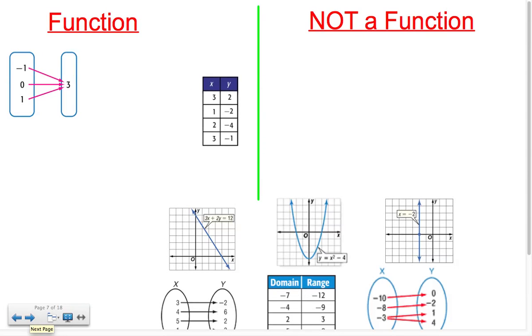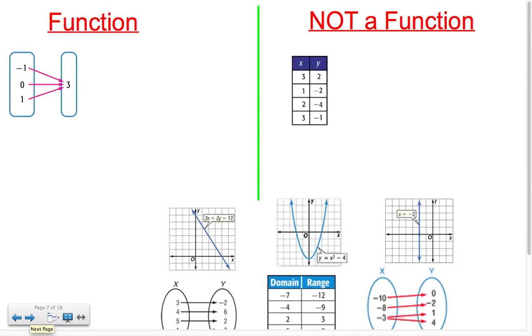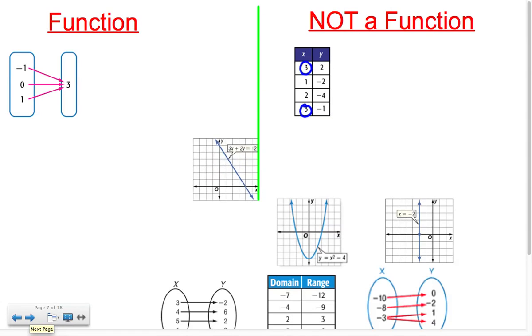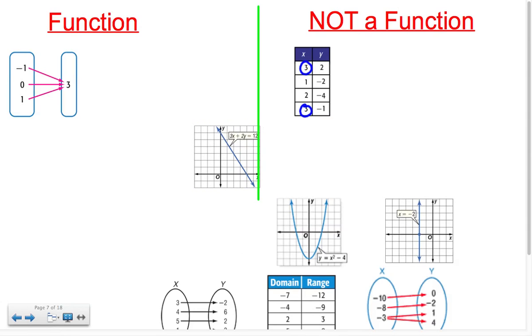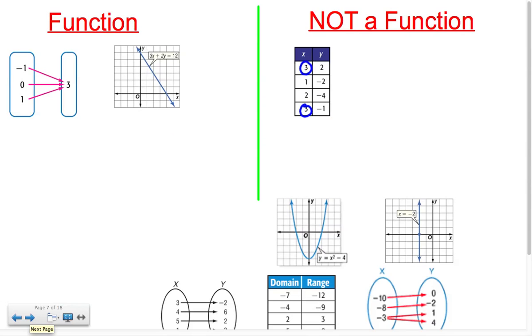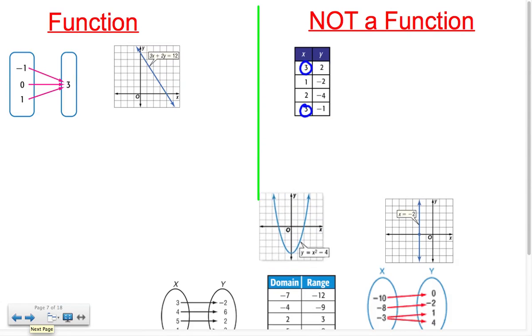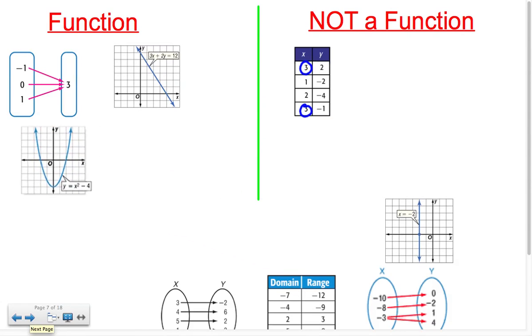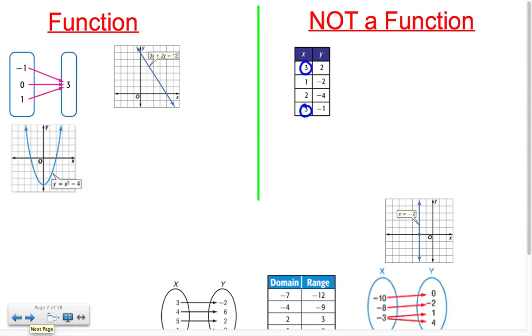Our next one, our x values are 3, 1, 2, and 3. 3 is repeated in the x column, so that is not a function. And I'll circle that. 3 and 3. 3 is listed twice. For this one, we can do the vertical line test. If I did the vertical line test on this, it would pass, therefore it's a function. If I did a vertical line test on the parabola, it would pass, therefore it's a function.